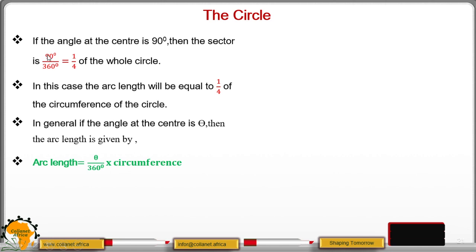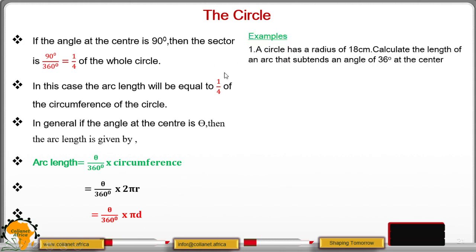Note that we are talking about 90/360 times the circumference. We have also seen 180/360 times the circumference. But this theta is the angle that is subtended by the arc. So simplifying, we can say that the circumference is 2 pi r, so it can be either theta/360 times 2 pi r, or remember the circumference is also pi d, so it can be theta/360 multiplied by pi d. Then from there we can move to examples.